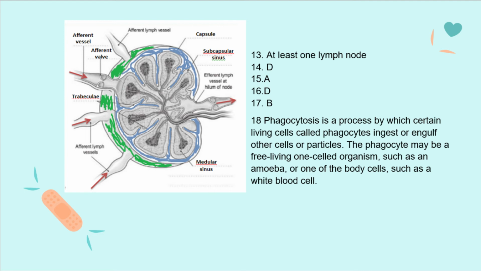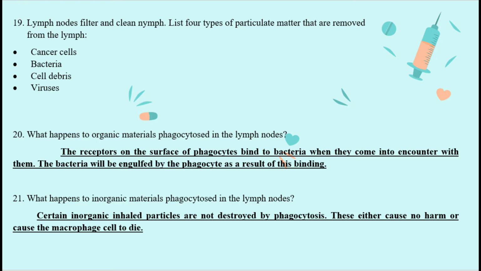Number 18, define the term phagocytosis. Phagocytosis is a process by which certain living cells called phagocytes ingest or engulf other cells or particles. The phagocyte may be a free-living one-cell organism such as an amoeba or one of the body cells such as the white blood cell. The four types of particulate matter that are removed from the lymph are first, cancer cells, second, bacteria, third, cell debris, fourth, viruses.